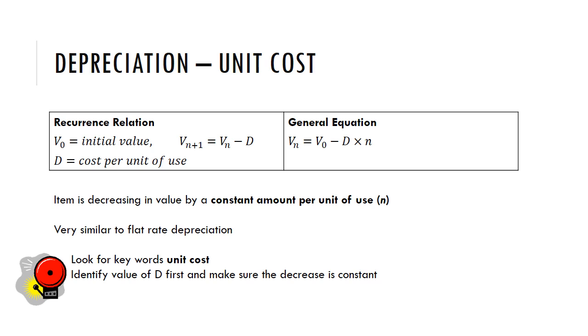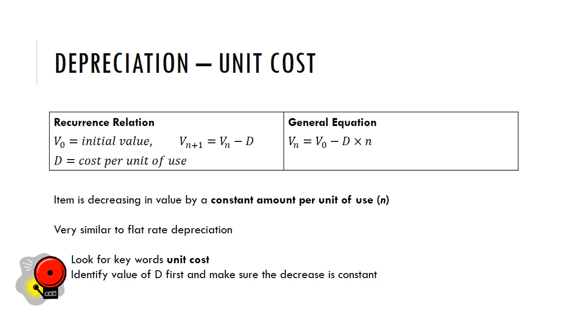Now, unit cost. Unit cost depreciation is also a linear version. It's a constant decrease, but it's talking about units of use. So quite often we're talking about a car depreciating by an amount per kilometre of travel. If it travels for 10,000 kilometres and it's depreciating at 15 cents per kilometre, that's a constant amount of 15 cents per kilometre that it's travelled. So instead of N representing a year or a month, it's now representing a unit of use. In that case, it would be kilometres.